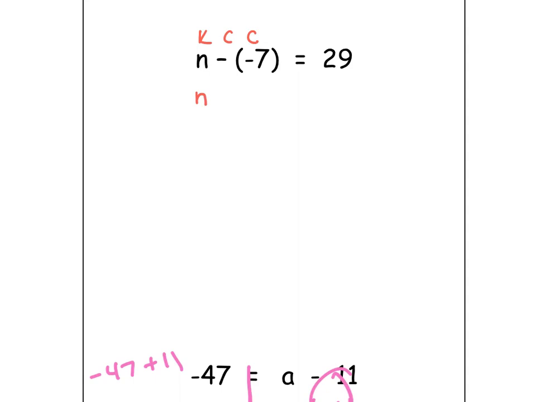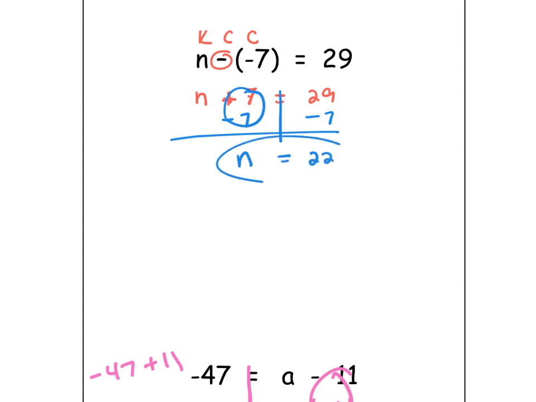I'm going to keep the n. I'm going to change the minus to a plus, and then I'm going to change the negative 7 to positive 7. And now I think you're going to be able to solve this. What solving step do we need to do now that you see it written this way? If you said to subtract, you're exactly right. We need to subtract 7 on both sides, and we have n equals 22.